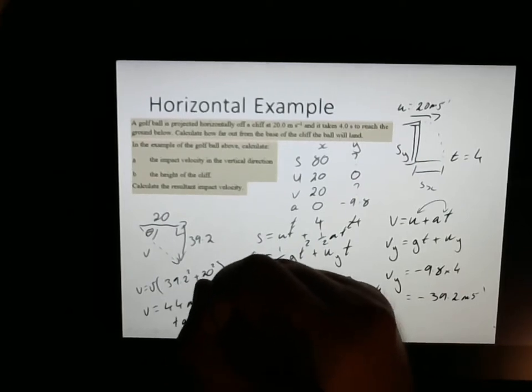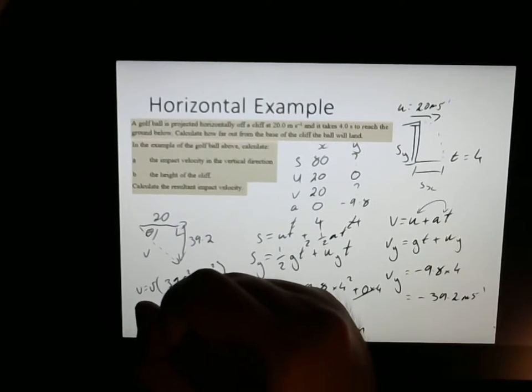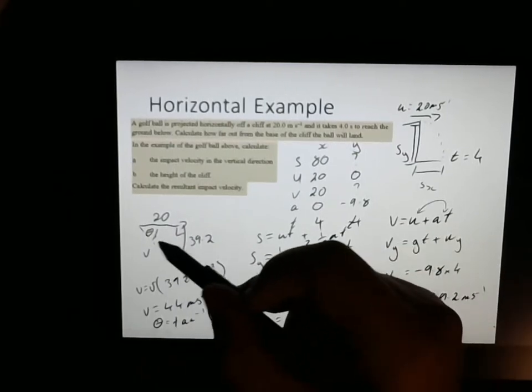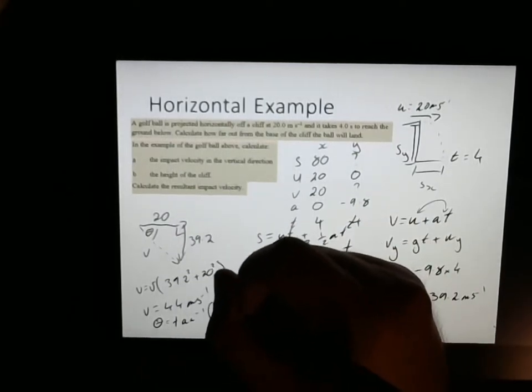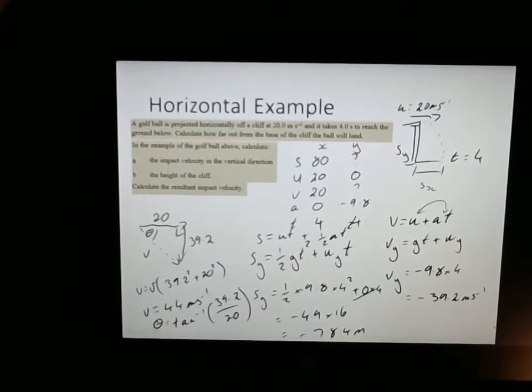And remember, to work out the angle, we need the arctan, tan to the negative 1. This is equal to theta. I'm very much running out of space. Of opposite, 39.2 over adjacent, 20. Let's work that out. 39.2 divided by 20. Take the arctan of that answer. We get about 63 degrees.